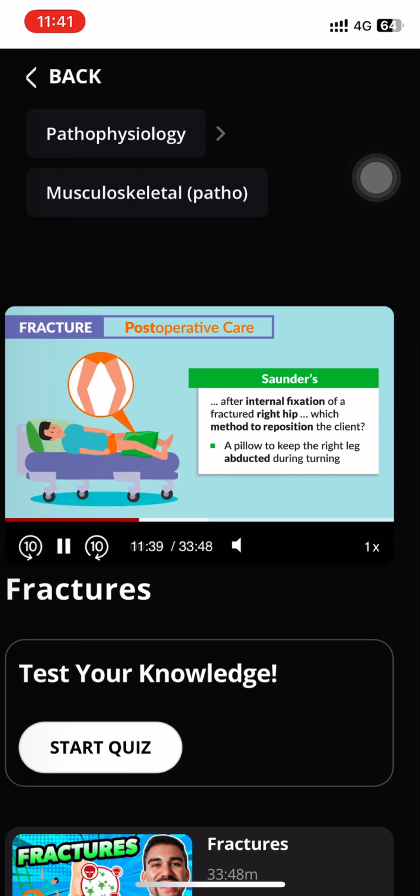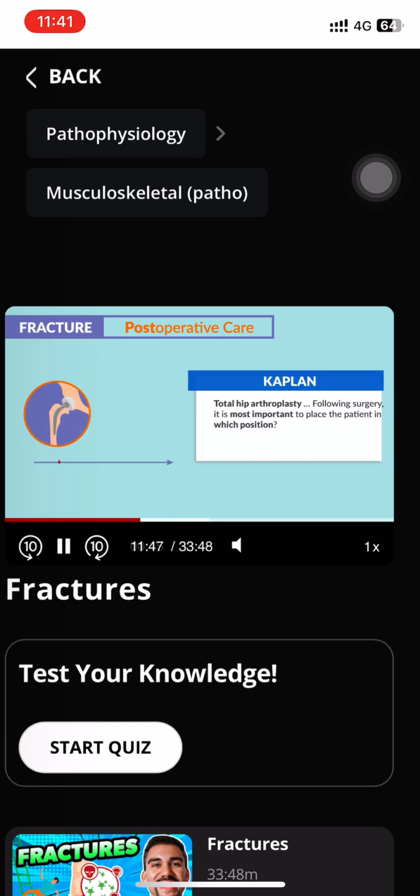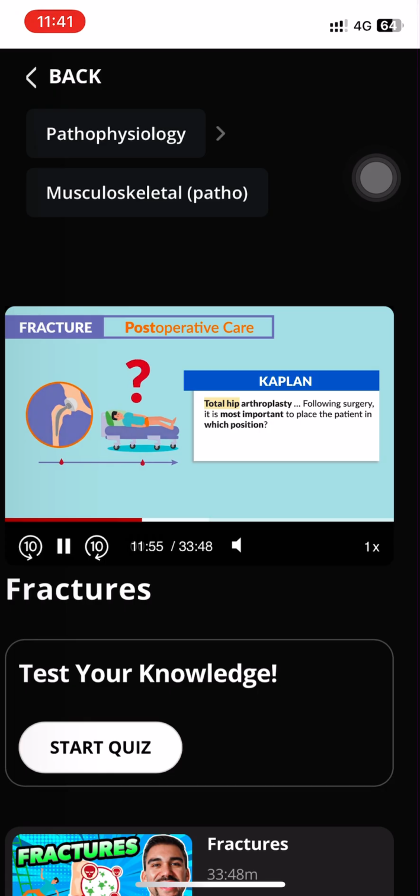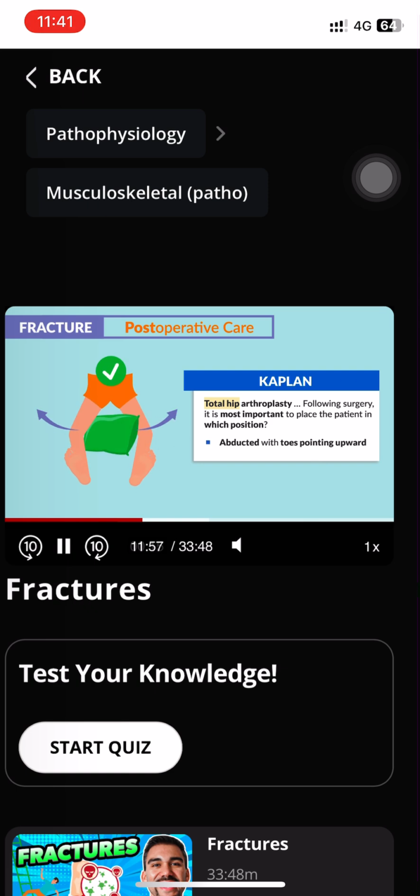A pillow to keep the right leg abducted during turning. Yes, abducted, away from each other. And Kaplan mentions, total hip arthroplasty. Following surgery, it is most important to place the patient in which position? Abducted with toes pointing upward. Again, that key term, abducted, after a hip replacement.